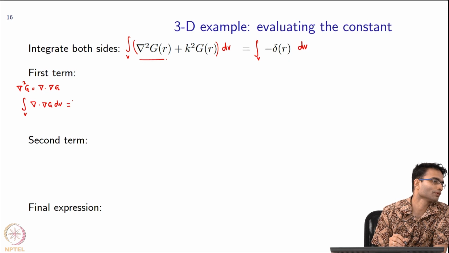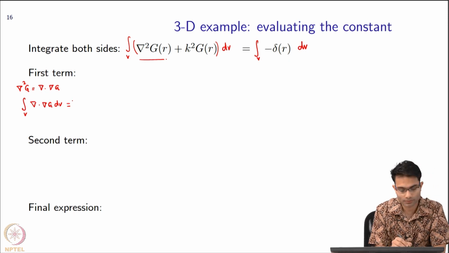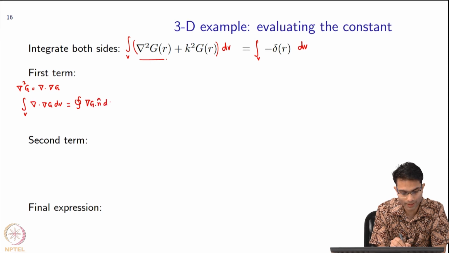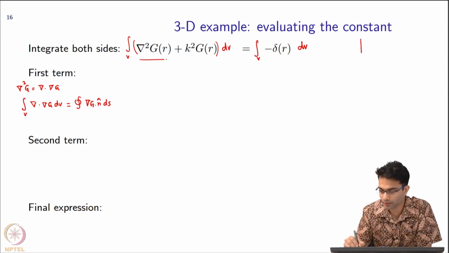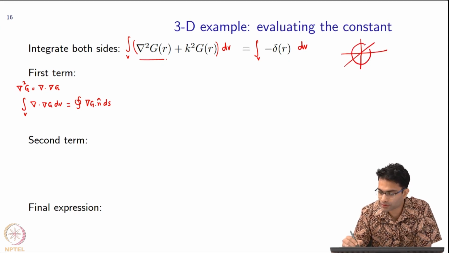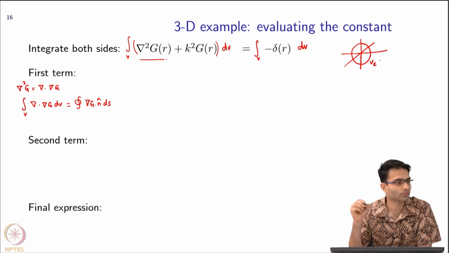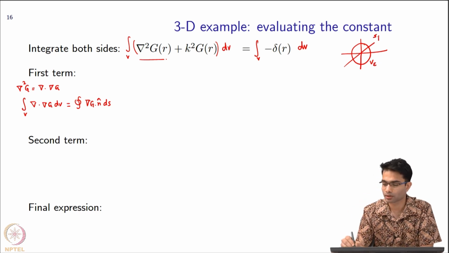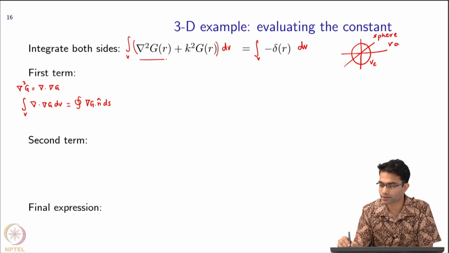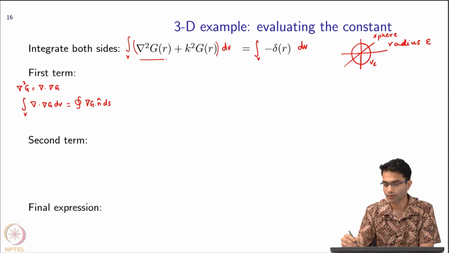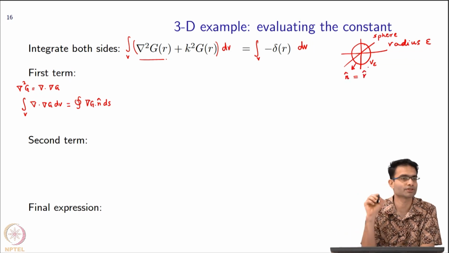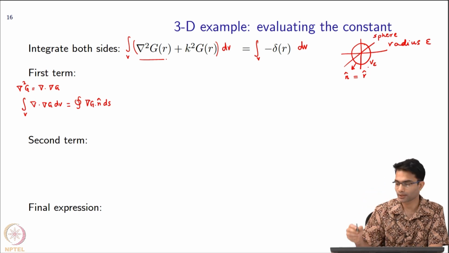The outward flux of grad g, right. So this will become grad g dot n hat dS. And what is my problem setup? This is my xyz, and I have a sphere, right, V epsilon. It's a sphere of radius epsilon. Okay. What is the outward normal? R, which is equal to r hat, because it's centered at the origin, right. So n hat is equal to r hat.